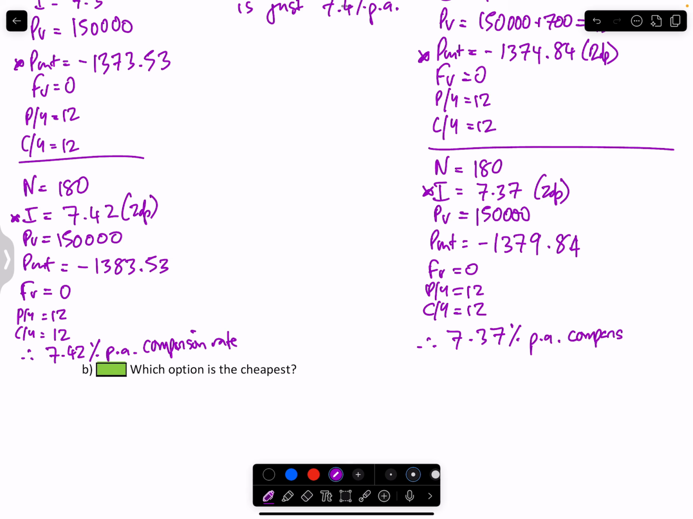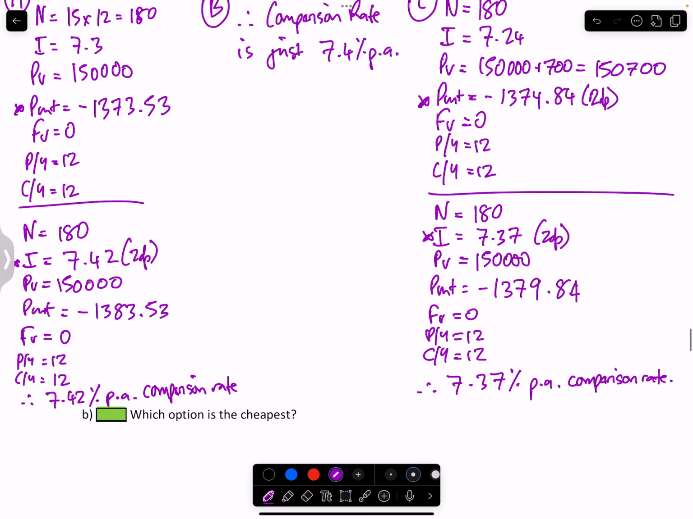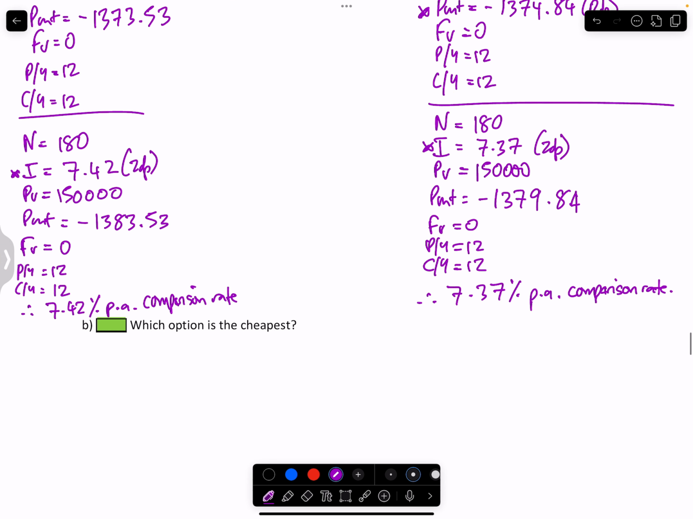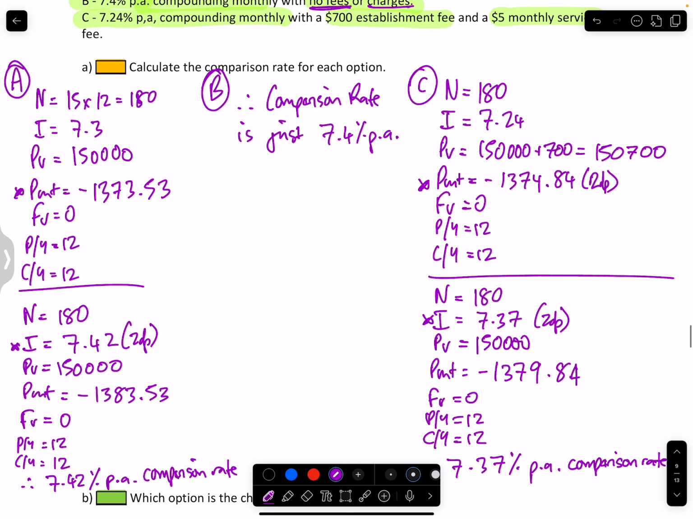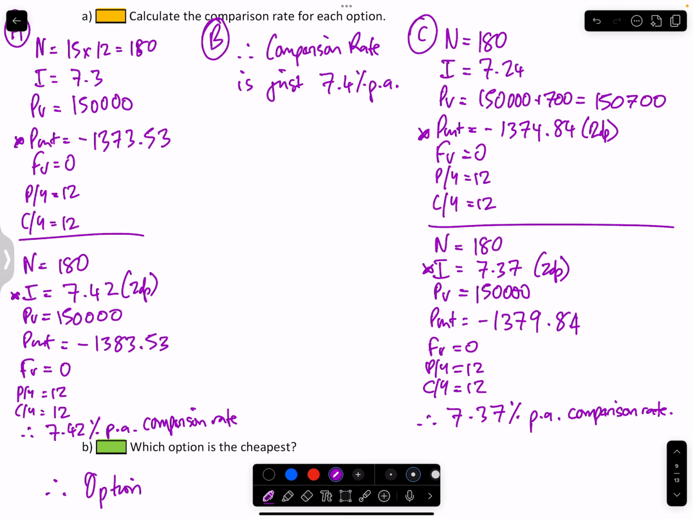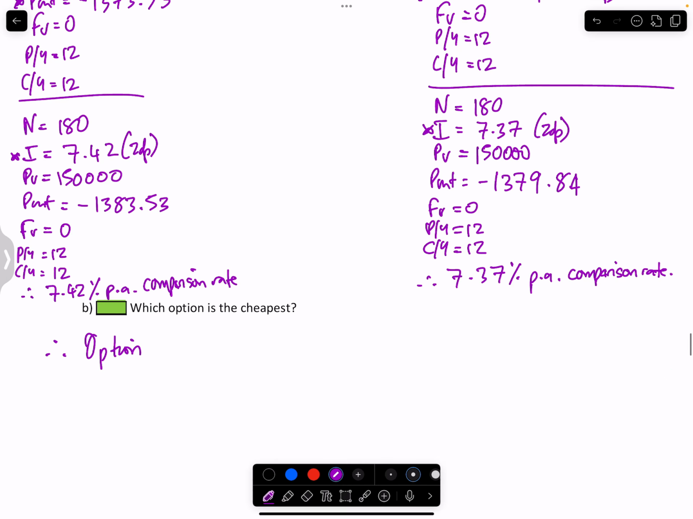Which option is the cheapest? Therefore, option... What's the lowest rate? 7.42, 7.4, 7.37. So option C is the cheapest as it has the lowest comparison rate.